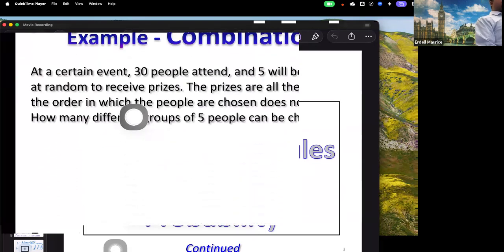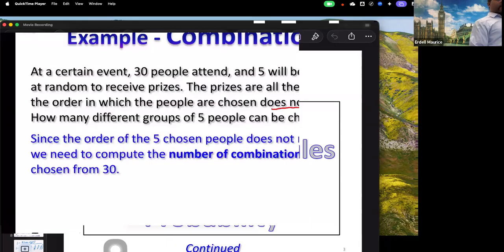At a certain event, 30 people attend, and 5 will be chosen at random to receive prizes. The prizes are all the same, so the order in which the people are chosen does not matter. How many different groups of 5 people can be chosen? Because the order does not matter, and each person is chosen once, from the 30 people, I am going to choose a group of 5. So it's going to be 30 choose 5.